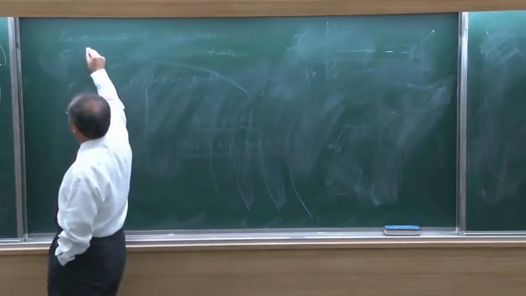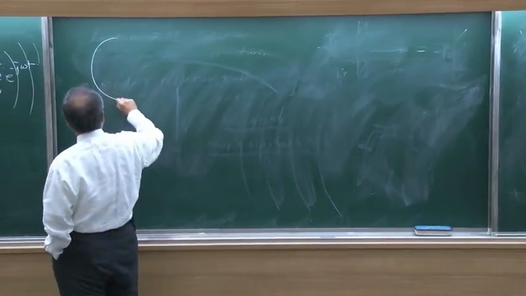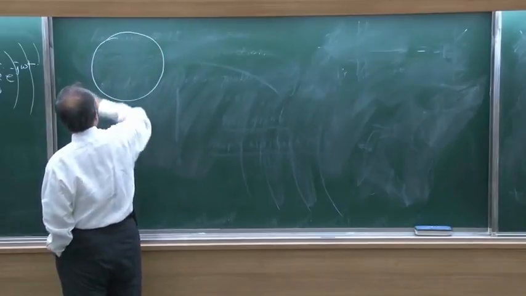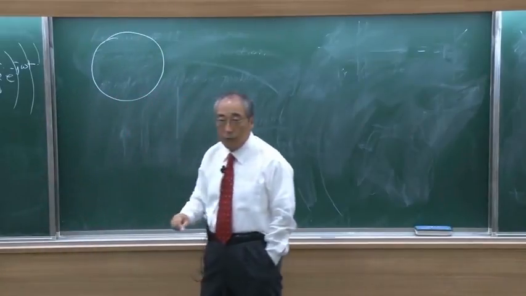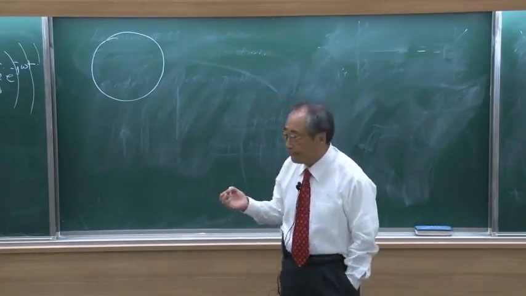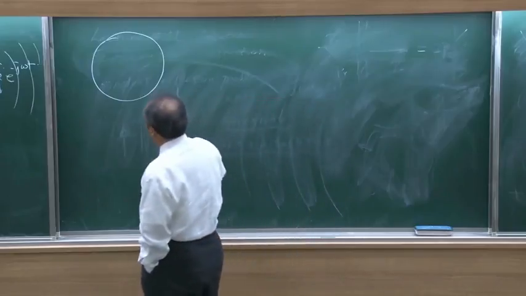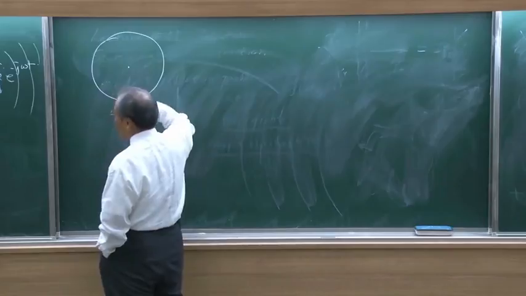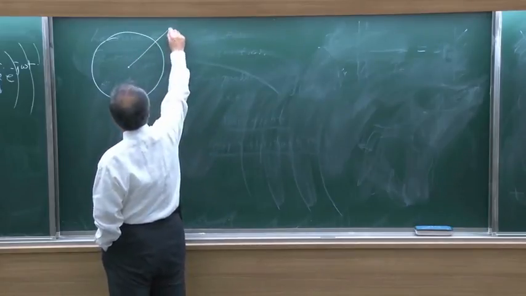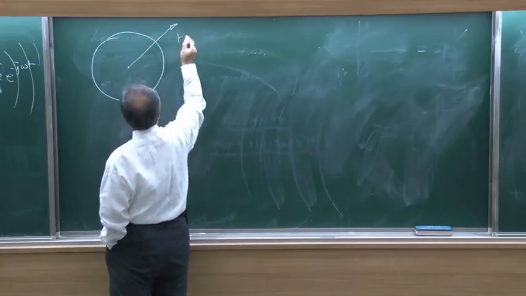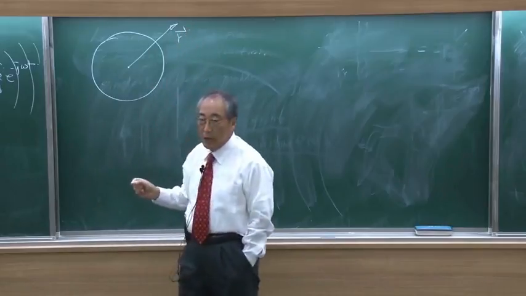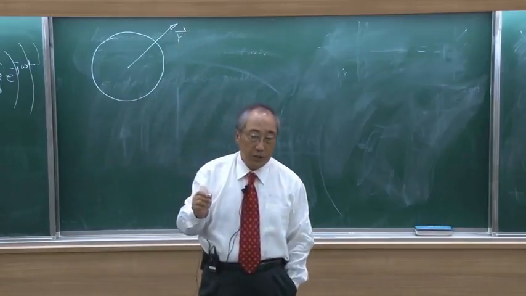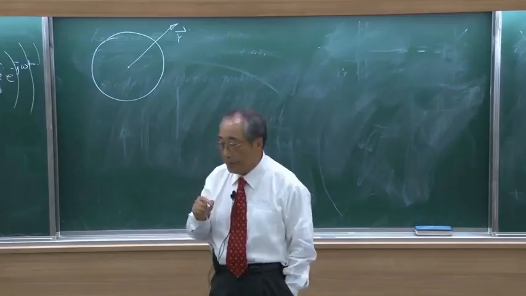So let's start with a breathing sphere. I have a sphere which is perfectly round, and the coordinate I'm measuring from the center of the sphere, which I call R, is a measure of the distance from the center of the sphere.